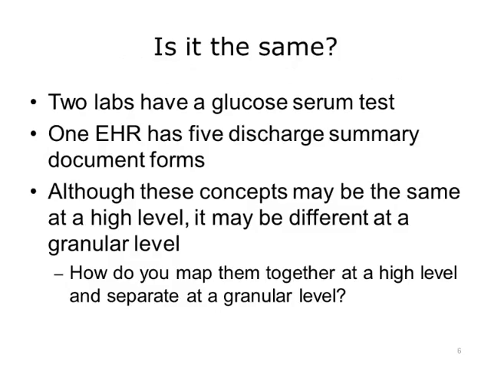For example, 2 labs will both have glucose serum tests, but they will have differences because they use different equipment and have different reference ranges and other different characteristics. One EHR could have 5 different discharge summary document forms because maybe they were just created at different times or represent the discharge summary for different departments. At a high level, they are still all discharge summaries. How do you map the concepts together at a high level and still keep them separate at a granular level? This is the kind of thing that a terminology management system can provide for you.